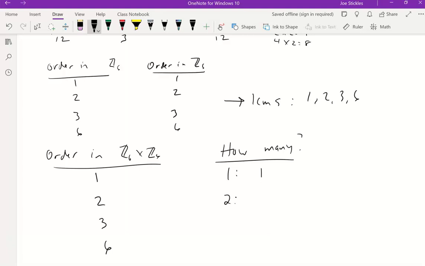How can you get a least common multiple of 2? What can pair together to give you a least common multiple of 2? Think about the orders first, and then we'll do how many. One and two, 2 and 2, 2 and 1, right? You can do 1 in the first one, 2 in the second one, 2 in the first one, 2 in the second one, 2 in the first one, 1 in the second one, right? So I got 3 separate cases. I just didn't write them out.